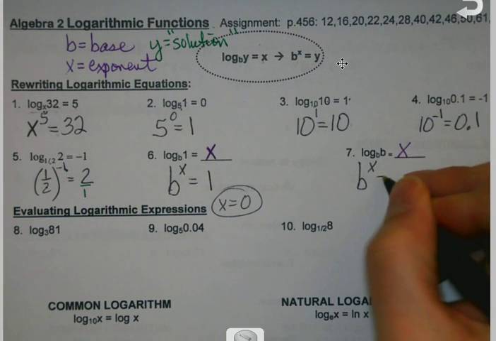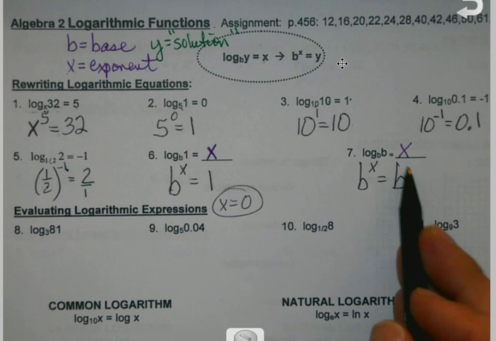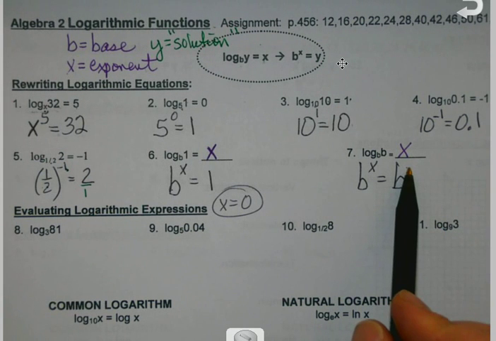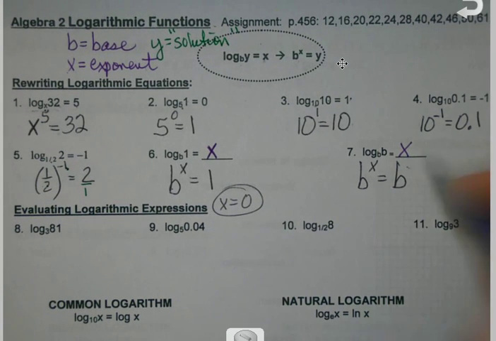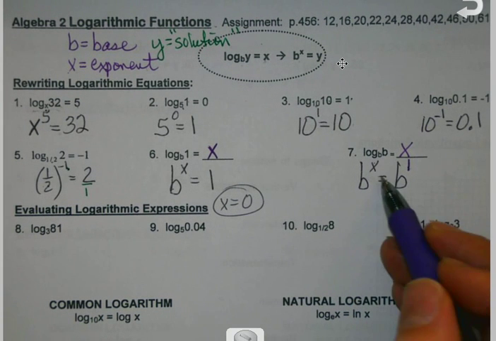B to the x equals b. Okay, let me ask a question. What exponent's on this b over here when I don't see one? 1. So let's think about this for a minute. B to what power equals b to the first?